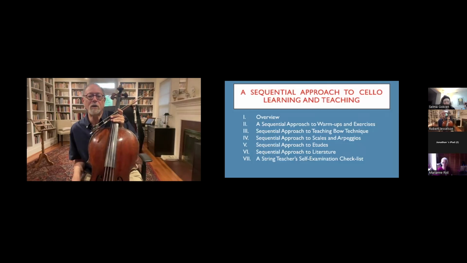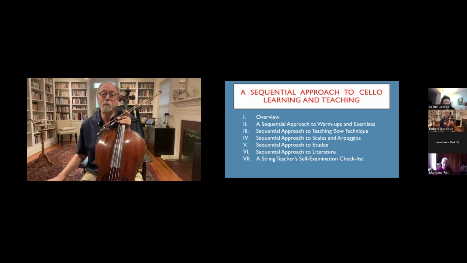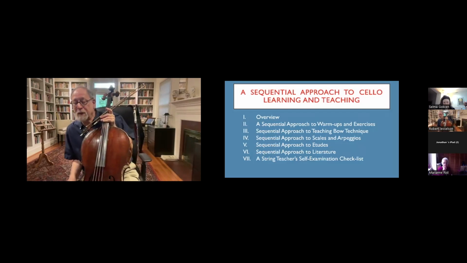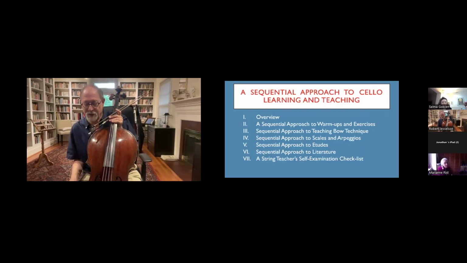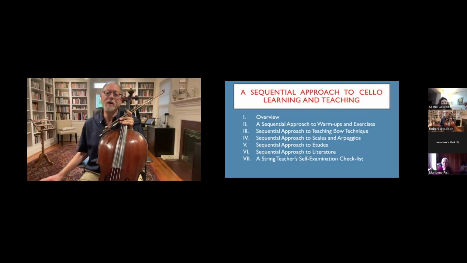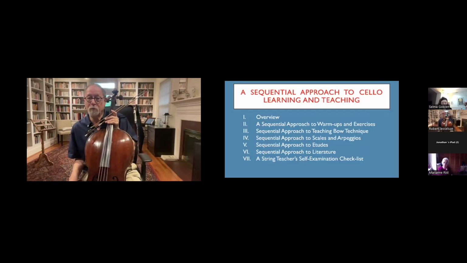In the third session, we'll discuss a wonderful way to teach the whole range and gamut of bow technique, which is using the Feuillard daily exercises, which is kind of my cello Bible. Next, a sequential approach to teaching scales and arpeggios based on my recent book, Cellist's Guide to Scales and Arpeggios. And then a discussion of the importance of etudes and a full syllabus for teaching etudes covering various technical and musical aspects of cello playing.